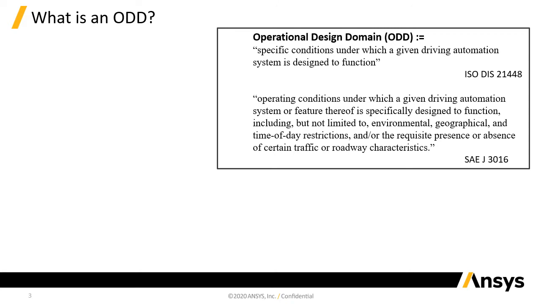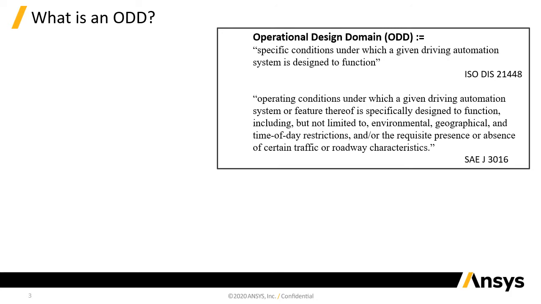SAE J3016 specifies it in the same way, but gives a little bit more detail on examples of what we could understand by an ODD. It says including but not limited to environmental, geographical, and time of day restrictions and/or the requisite presence or absence of certain traffic or roadway characteristics. The latter could refer to certain road signs, guardrails, road markings, and so on.